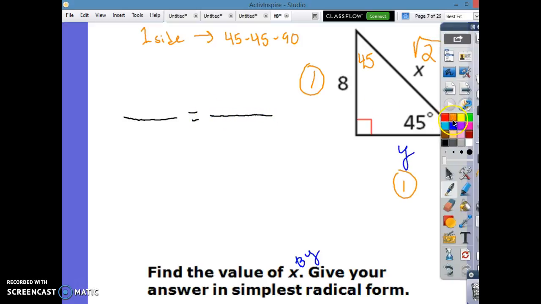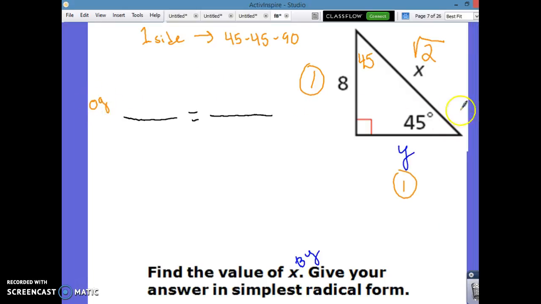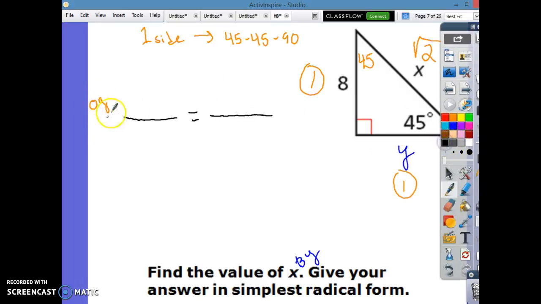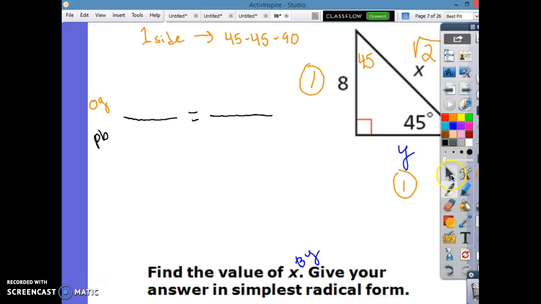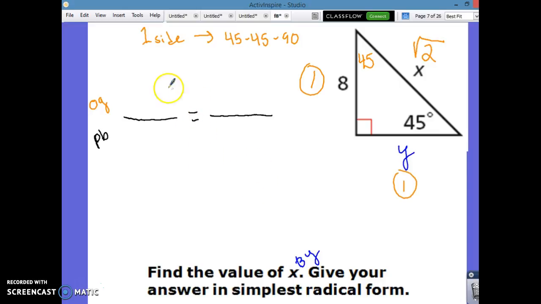Let's put the original on top, and then we're going to put the problem on the bottom. Problem on the bottom. So for the original problem, notice, that's where we're going to be using our orange numbers here. We're going to be using these orange numbers.